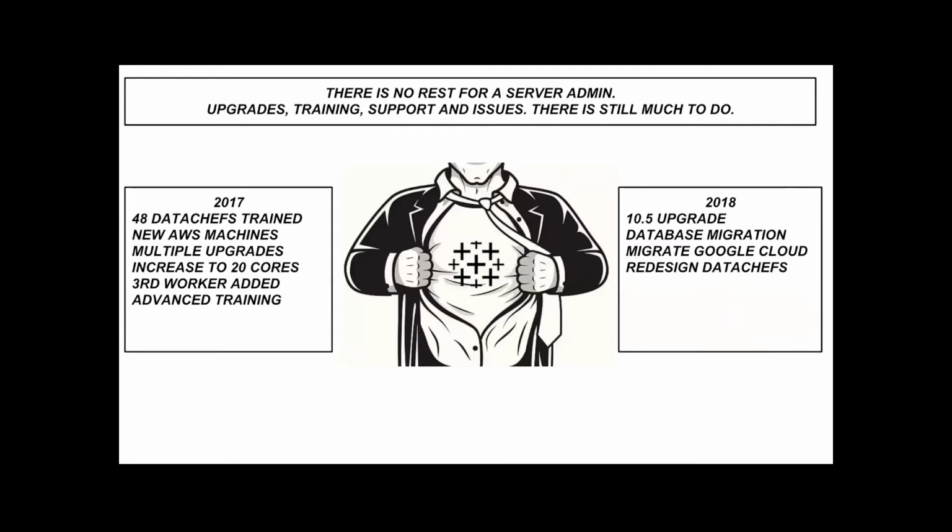In 2017, we had 48 data chefs trained, so it was three courses completed. We changed the AWS machines. We had multiple upgrades, I think moving from 10.1 up to 10.4. We increased our total server core count, and we added a third worker. So we have two machines that do all the heavy lifting and visualization, to visualize the dashboards, and a third worker assigned just to running the extracts. And we also completed a lot of advanced training for our analysts.